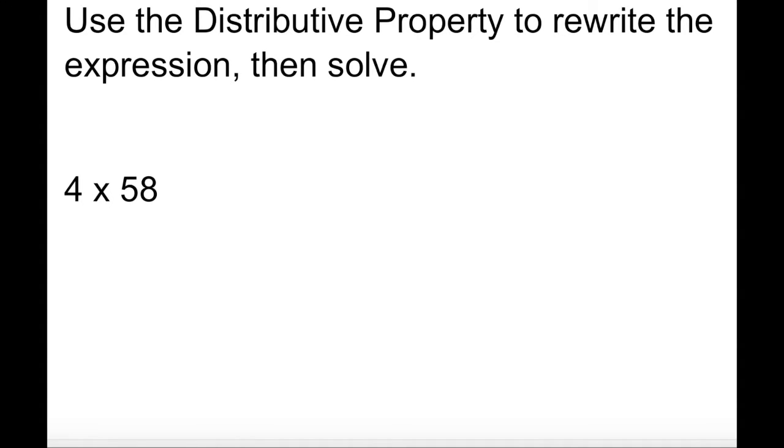Use the distributive property to rewrite the expression, then solve. 4 times 58. There's going to be 2 points to these types of problems: 1 for rewriting and 1 for solving. Okay? 4 times 58 can be written like this. 4 times 50, there's your 50, plus parentheses 4 times 8.